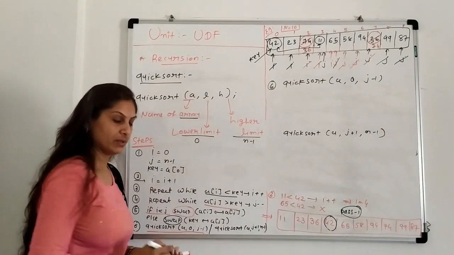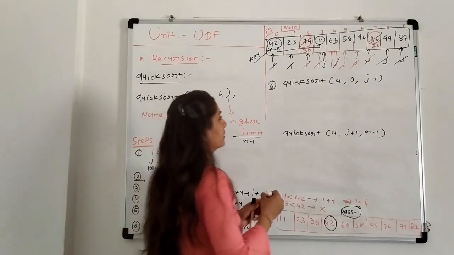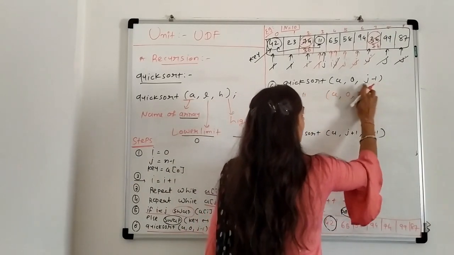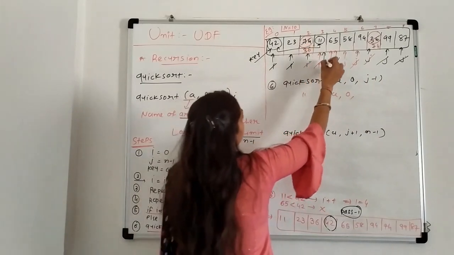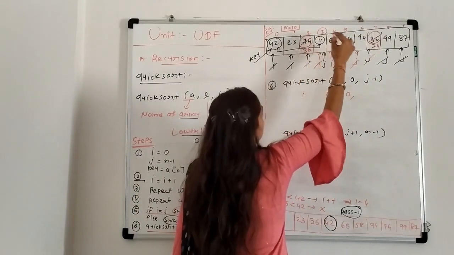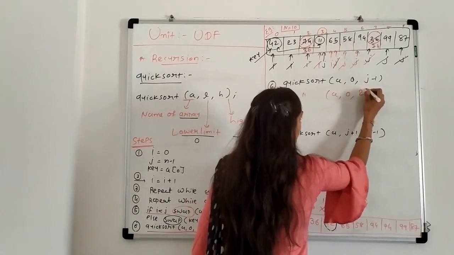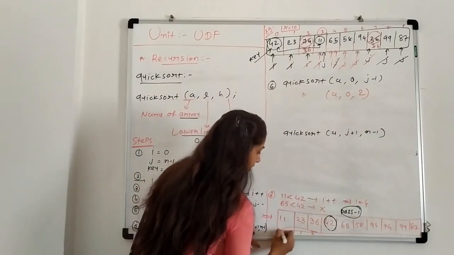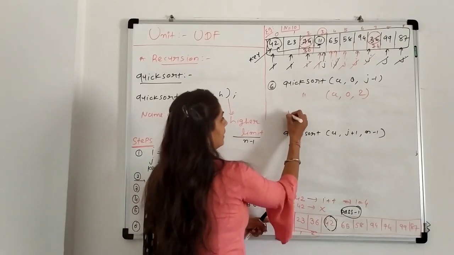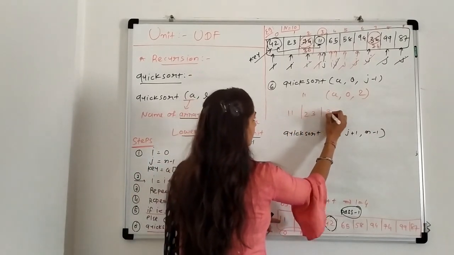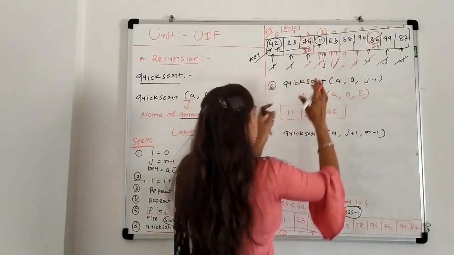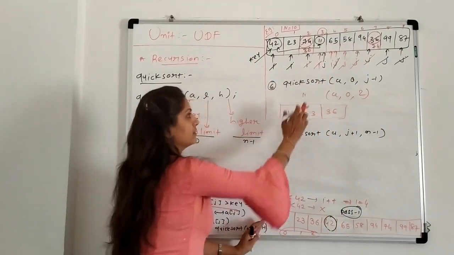So two answers will be there. In quick sort, A as it is, 0 as it is. Now j minus 1. So j is on position 3. So j minus 1, that is 2. The first part is 0, 1, 2. That is our first part, that is 11, 23, 36. This array is now divided into two parts. First part, that is this.